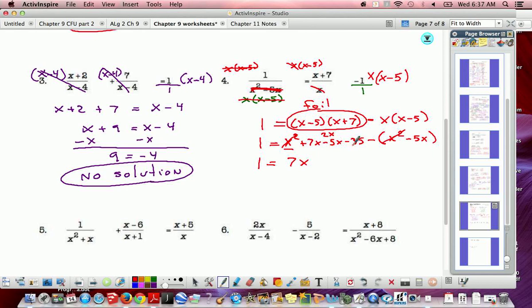So those are done. I still have this, so these are now done. So now I have this minus 35. So now, add 35. So I get 36 equals 7x. Divide by 7. X equals 36 sevenths.